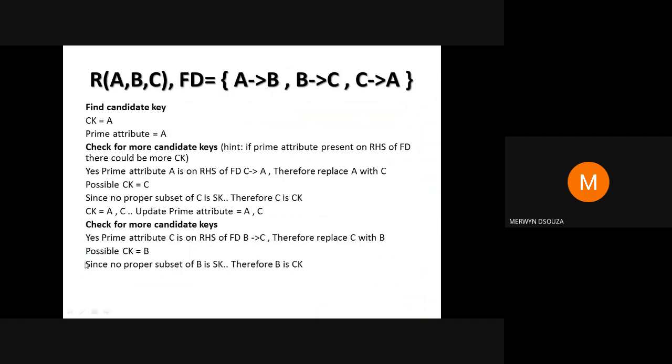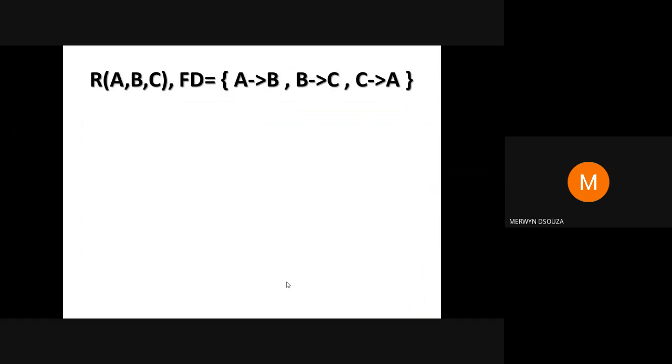Since no proper subset of B is a super key, we can conclude that B also is a candidate key. So now the candidate keys are A, C and B, and therefore we update the prime attributes. We get our prime attributes now as A, C and B. So this is what we have found till now: candidate keys as A, C and B, and the prime attributes also as A, C and B.